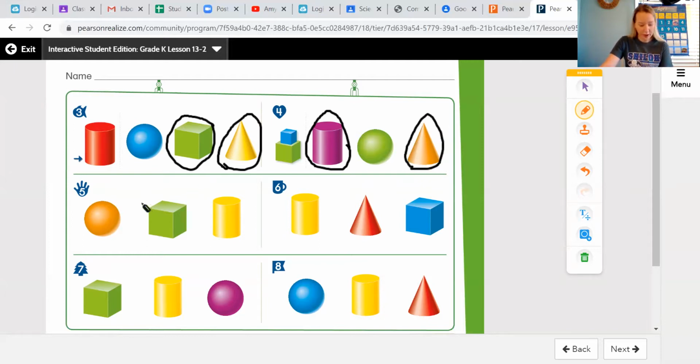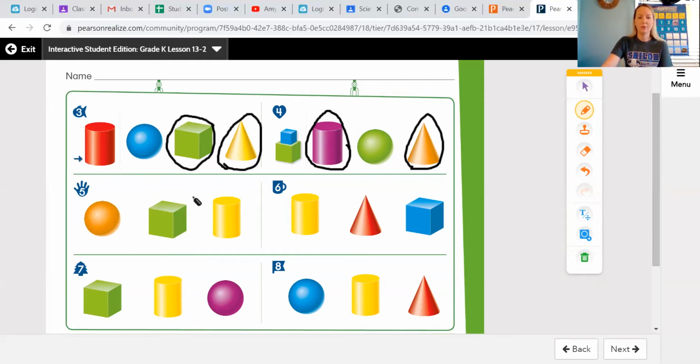All right, number 5. Draw a circle around the solid figure that rolls and stacks. So let's look at a sphere. You take a sphere, can you stack anything on top of it? Nope, but can it roll? Yes, so it can roll, but it cannot stack, so we cannot circle the sphere.